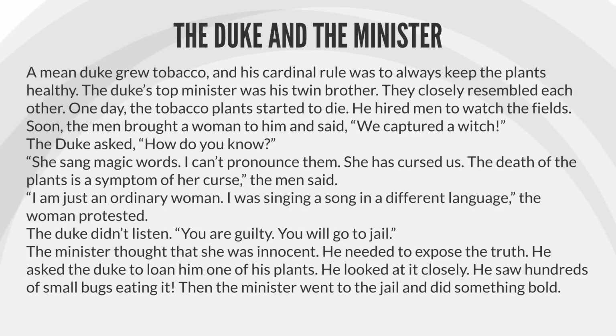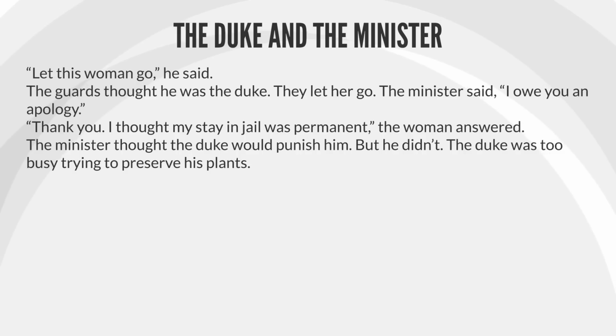Then the minister went to the jail and did something bold. "Let this woman go," he said. The guards thought he was the Duke. They let her go. The minister said, "I owe you an apology." "Thank you. I thought my stay in jail was permanent," the woman answered. The minister thought the Duke would punish him, but he didn't. The Duke was too busy trying to preserve his plants.